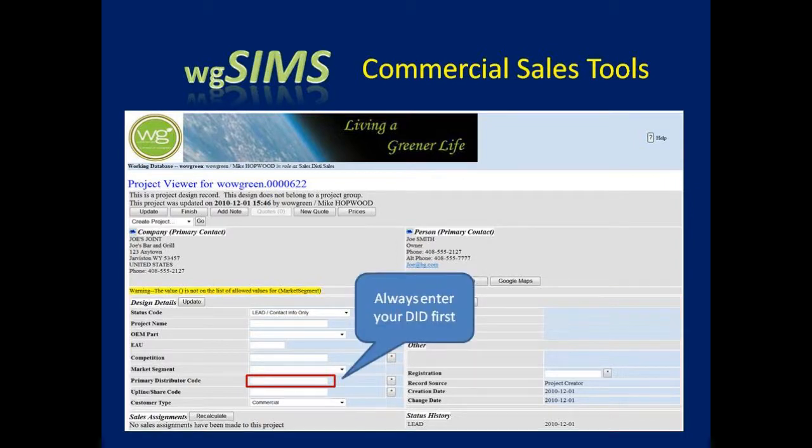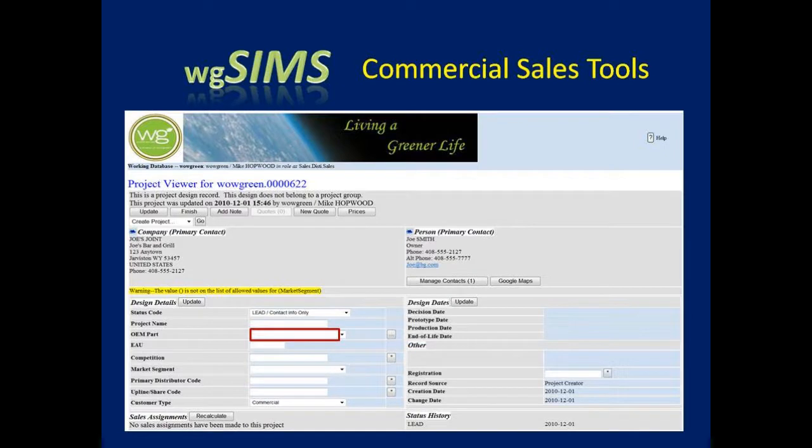The first thing you want to do is enter in your primary distributor code. This is your WowGreen distributor code. This allows SIMS to know that this project that you entered is yours. If you do not enter in your distributor ID here, SIMS will not know that you have access to this project and will not show it to you. So it's important to know that this is the first thing that you do.